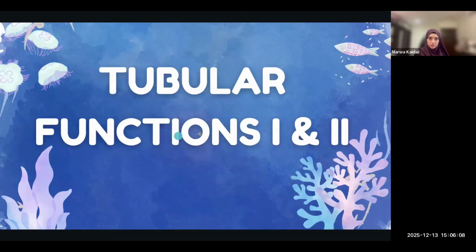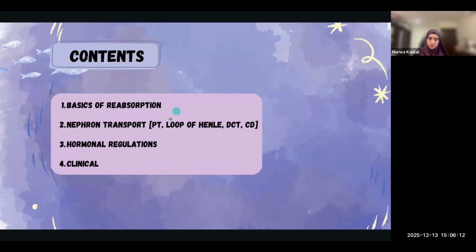Okay, so first we're going to start with tubular functions 1 and 2. These are the contents that we're going to be covering today. First we're going to cover a few basics of reabsorption, and then we're going to go over each segment of the nephron and talk about which channels are present in each segment, and then we're going to cover some hormonal regulations that are going to regulate some ions. We'll see that later, and then we're going to end it off with a clinical disease that the doctor mentioned in your lecture.